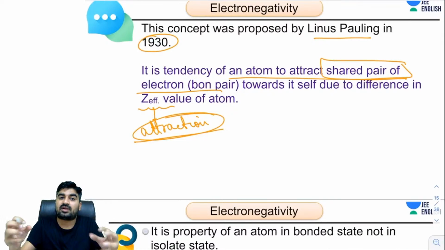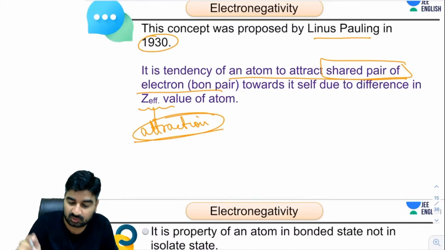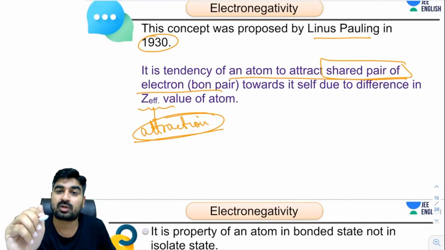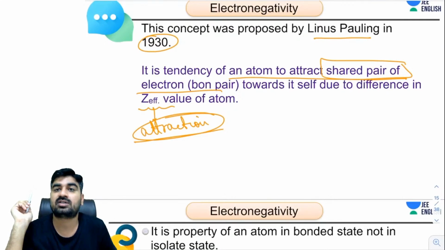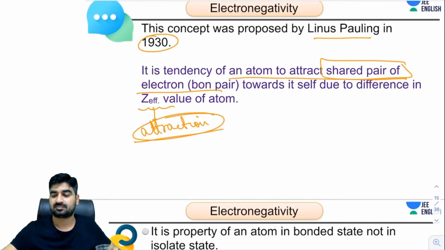So shared pair of electrons should be attracted. We are not talking about lone pairs. Lone pair I just told you. So again read it. It is the tendency of an atom to attract shared pair of electron towards itself due to difference in Z effective value of atoms.